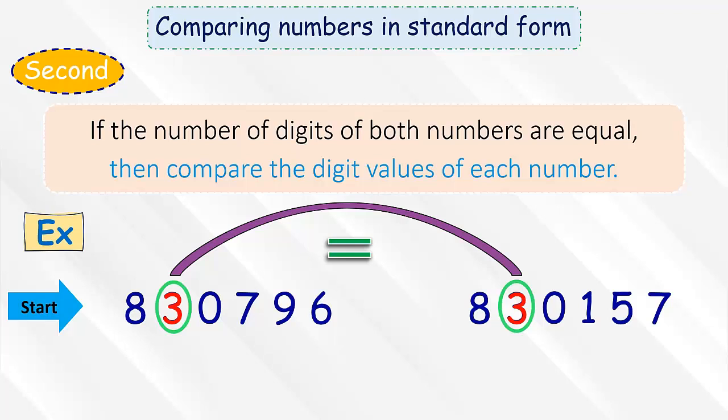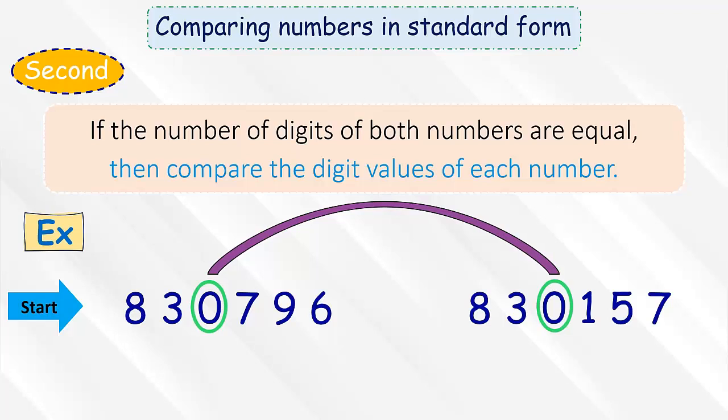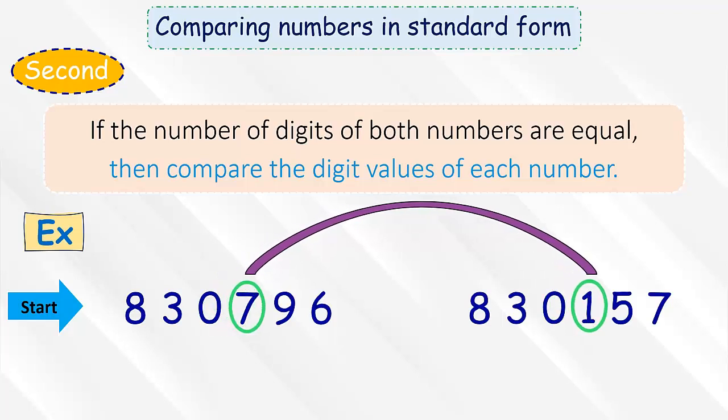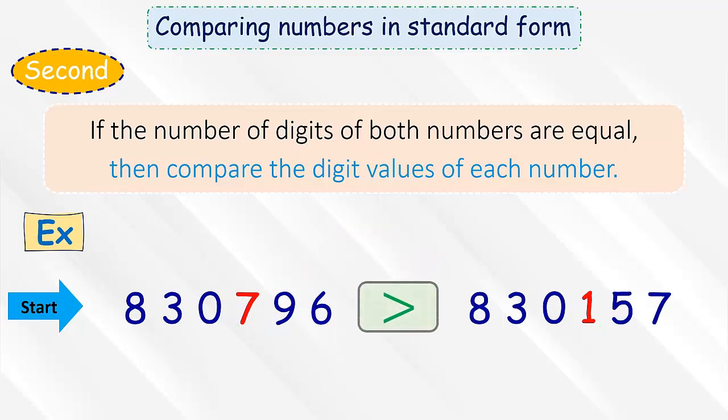We will move to the next digit, and we will find that the thousands digits in both numbers are equal. We will go to the next digit, which is the hundreds, and we will find that the 7 is greater than the 1, and therefore the number 830,796 is greater than the number 830,157.